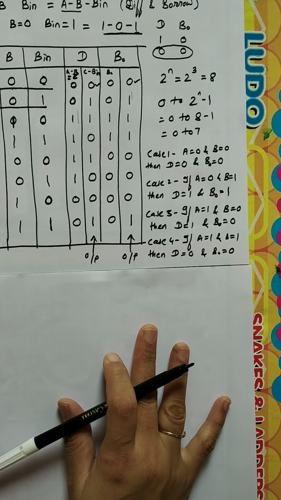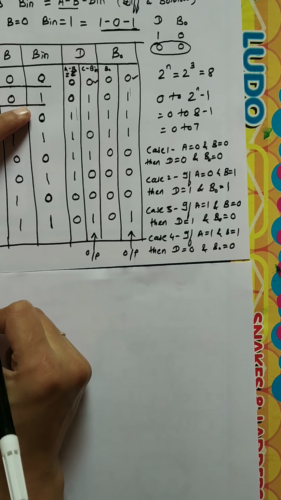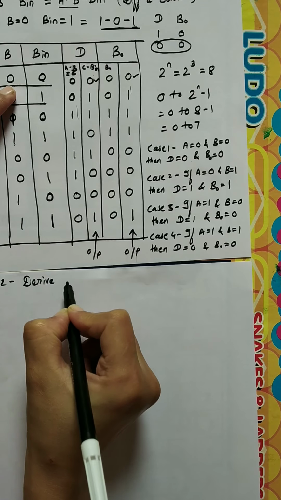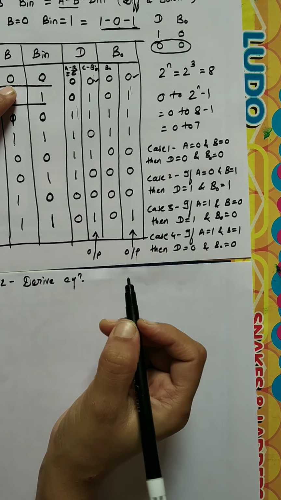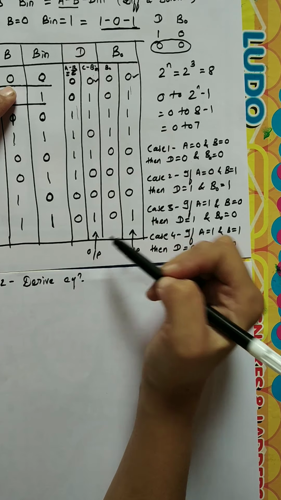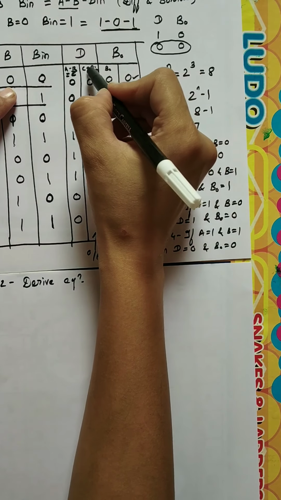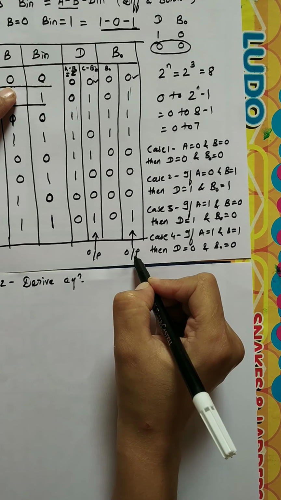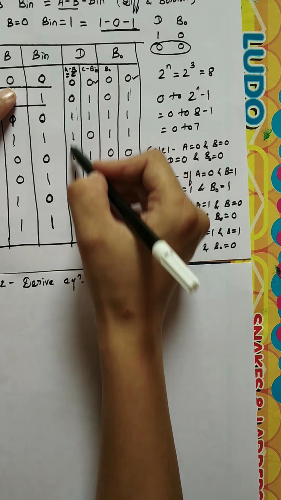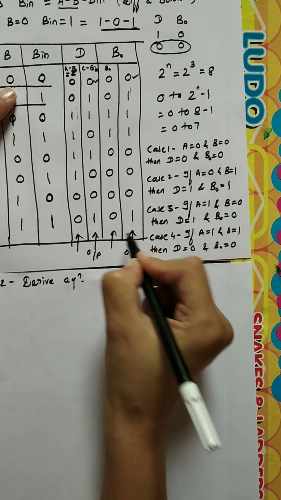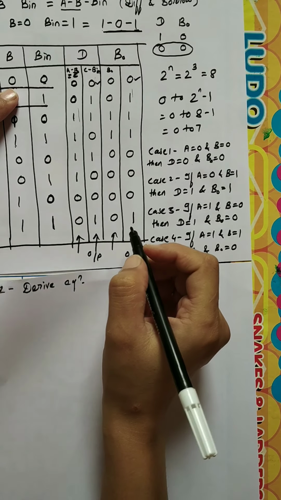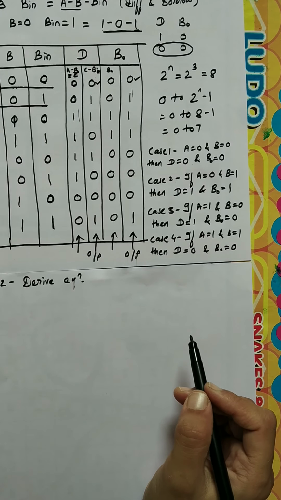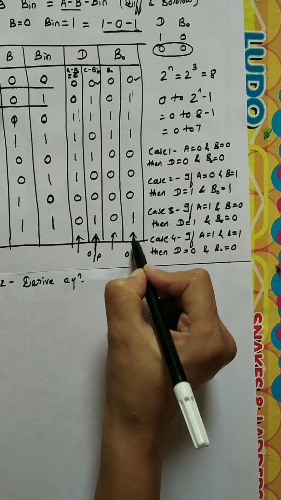Now step 2 is what? Derive equation. So how to derive equation you should know. So from the output columns we have to derive the equation. So actually this is my actual output column, as I told you, right? These are my actual output columns, right? These two columns are the intermediate outputs of these two inputs, right? So that's why I'll consider only this final output columns, right?